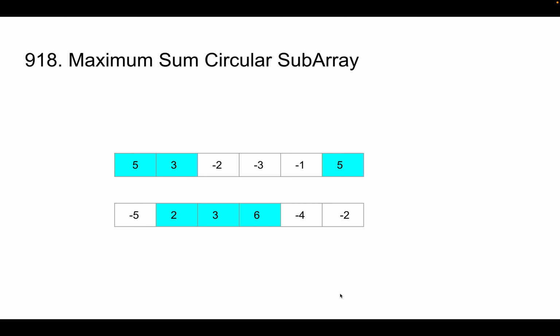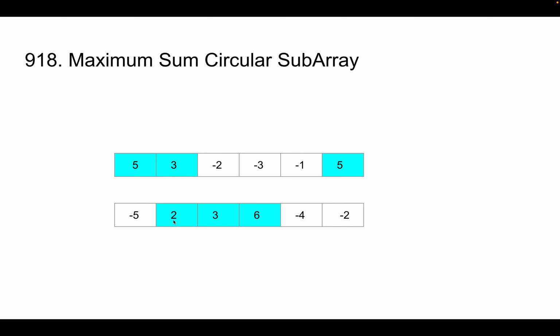In this video, I will be discussing LeetCode problem number 918, Maximum Sum Circular Subarray. In this problem, you are given an array and you have to find the maximum subarray sum that is possible. But one more additional condition is that the subarray can also wrap around either side. So it can start from the end of the array. It can also include the beginning elements of the array.